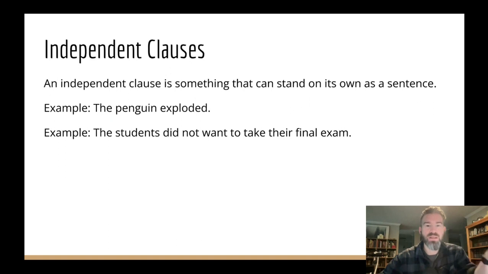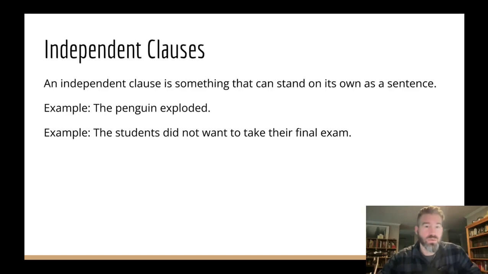An independent clause is another way of saying a complete sentence, something that can stand on its own. An example being the penguin exploded or the students did not want to take their final exam. Those are complete sentences. I could walk up to somebody and say that and they would have a clear idea of what I meant, even if it might be a little bit jarring to say that a penguin exploded.